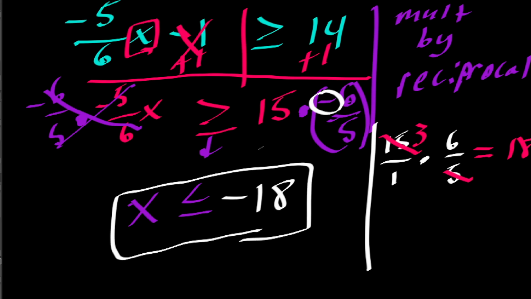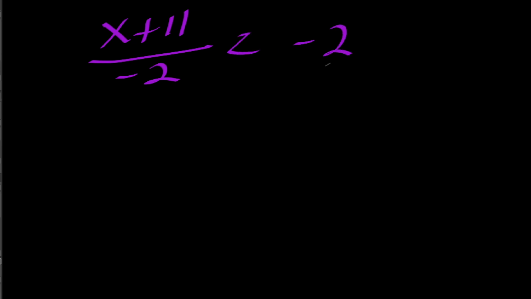And once again, I'm going to skip the graphing for this one. Let's do one more. I know you may be bored to death at this point, or maybe you skipped to get here. This is the last example I want you to see: (x plus 11) all over negative 2 less than negative 2.